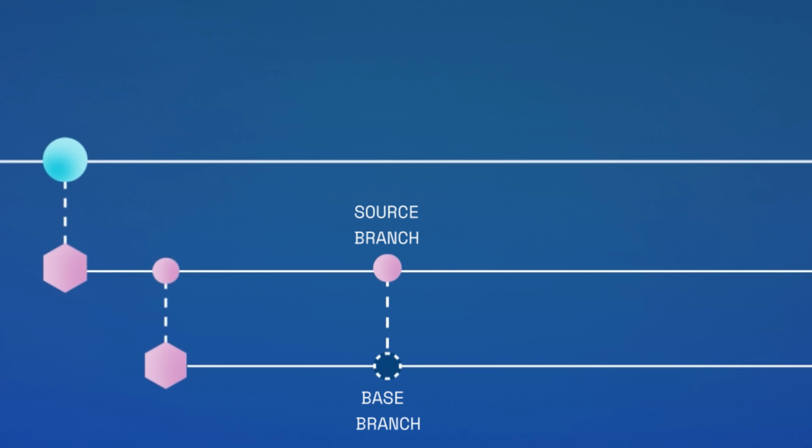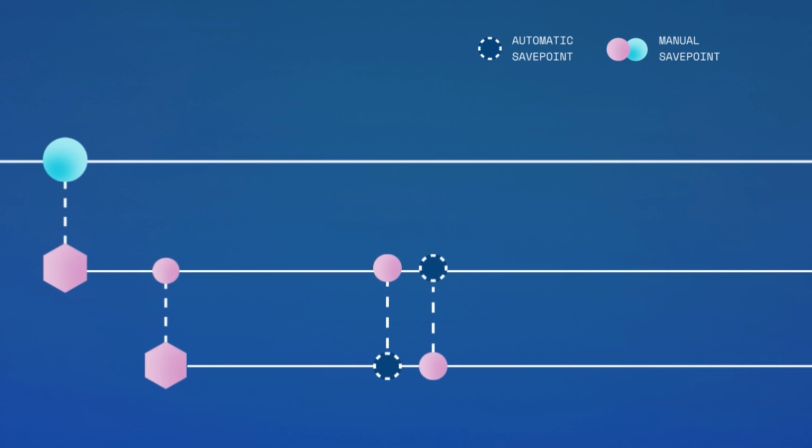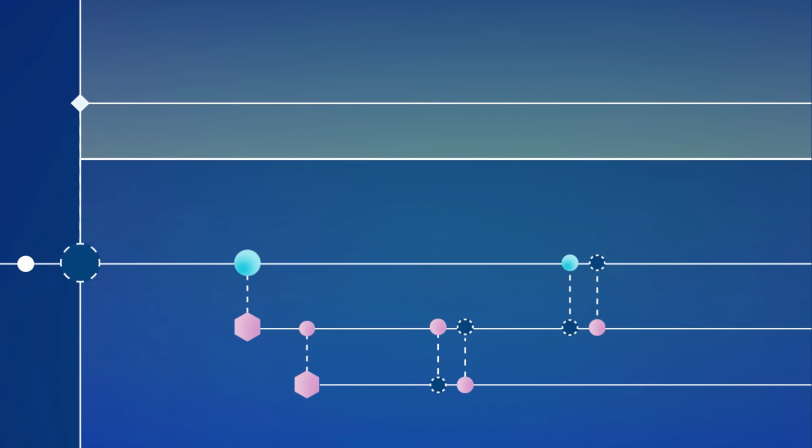A merge is always started from the base branch. The first step of the merge flow is to select the base branch you want to merge changes into, and then select the source branch that contains the changes you want to integrate. Bubble will create an automatic save point in the base branch before and after the merge is performed. But it's also a good practice to create a manual save point before the merge in the source branch as well. Let's see this in action.